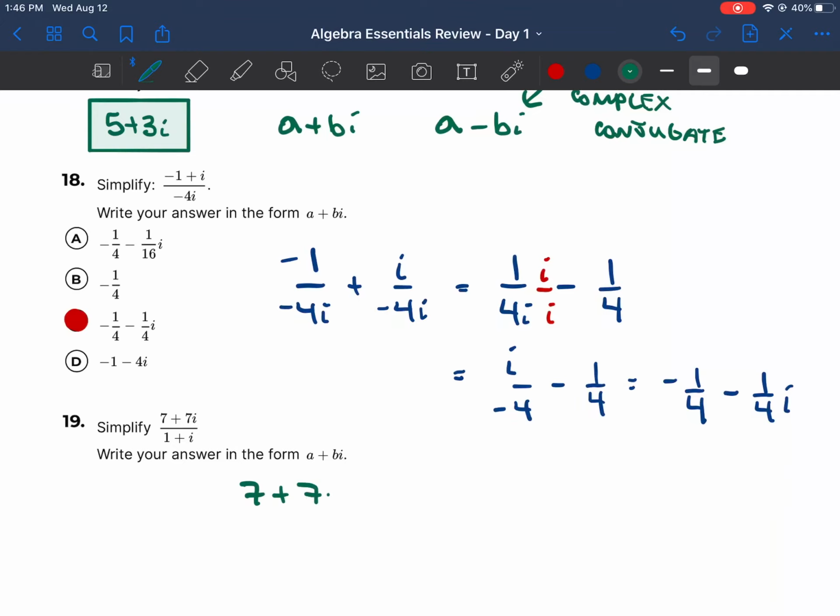If we look at 7 plus 7i and 1 plus 1i, well, in the numerator, we could factor a 7. If I factor a 7 out of the numerator, I'll be left with 1 plus i. And notice we have a factor of 1 plus i in both the numerator and the denominator, which would cancel with each other. And all we would have remaining is 7.